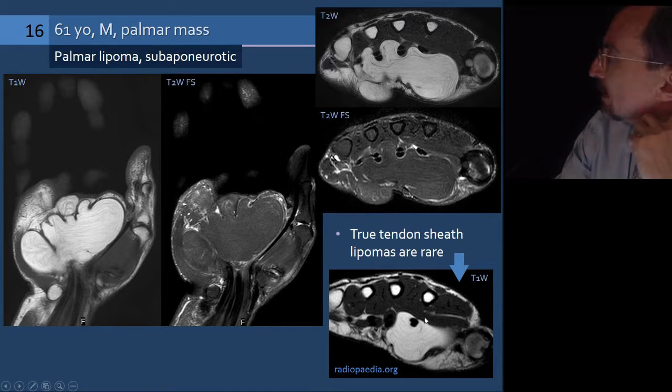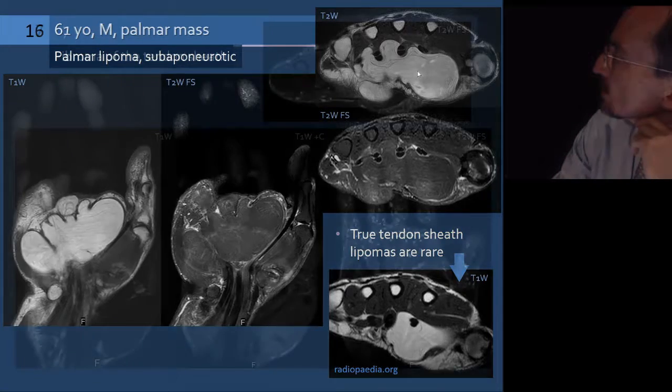With true tendon sheath lipomas, the lipoma would surround the tendon all the way, with the exception of the mesotendon right here. But this patient, as you can see here, has this interdigitation of the lipoma rather than complete surrounding of the tendon sheaths. So this was not a tendon sheath lipoma, but rather subaponeurotic lipoma. This is the aponeurosis here. But this is still quite difficult for the surgeon to excise without really bothering the flexor tendons.